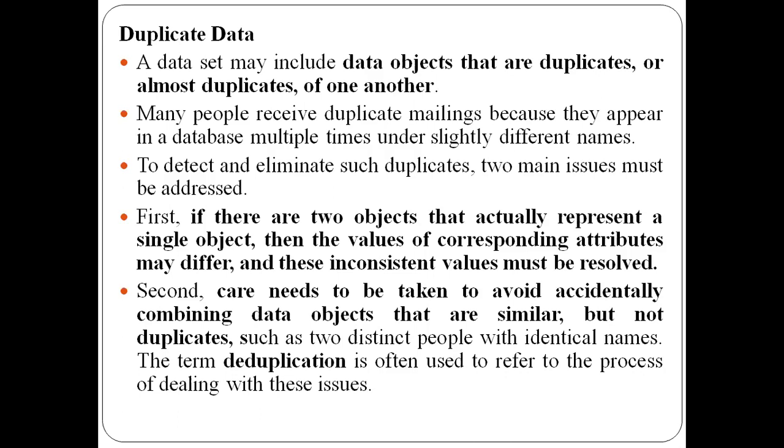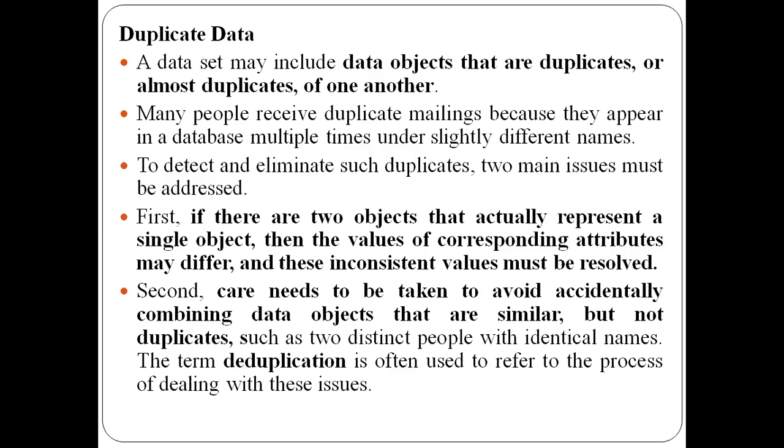So that process is called deduplication. In some databases where you are maintaining information about a person, two or more persons may have the same name. At that time you can't combine them into a single data object, because they represent two different persons. So that is the second thing you need to take care of whenever you are dealing with duplicate data. This is about the different issues related to data quality.